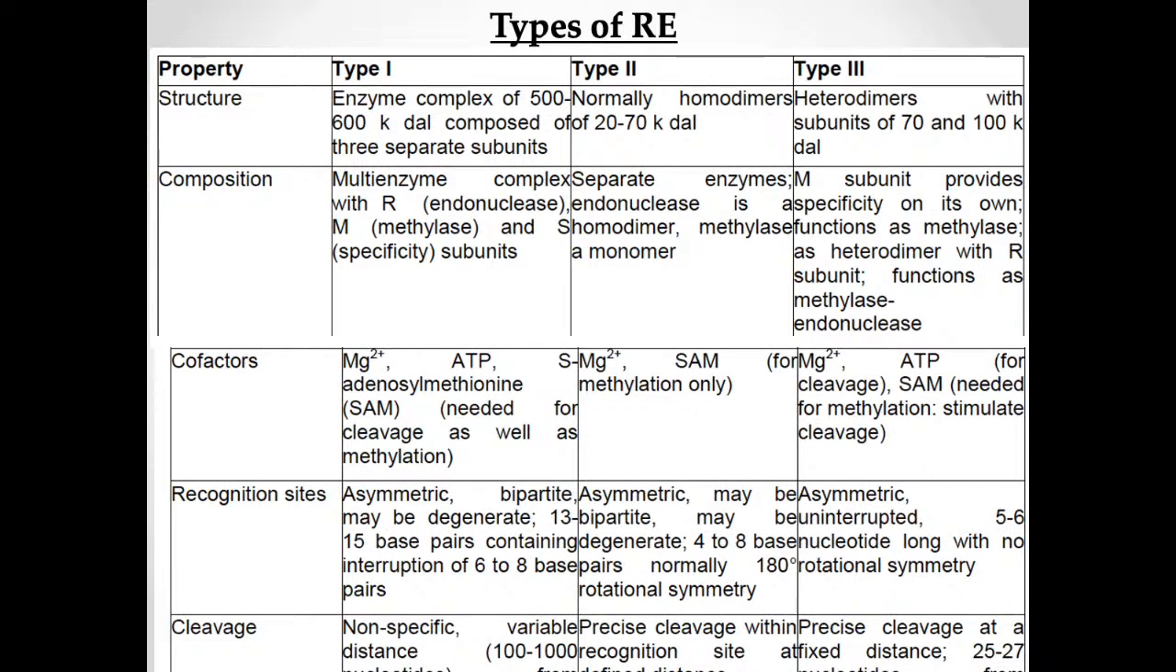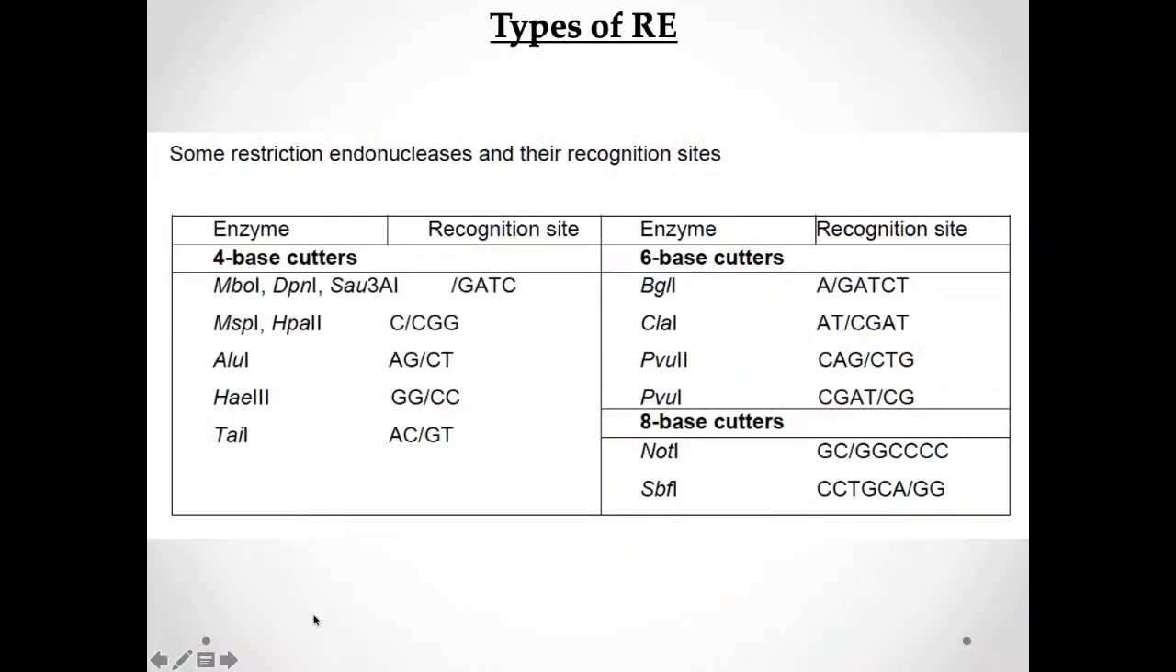So this is the summary that we have discussed so far, type 1, 2 and 3, from the perspective of structure, composition, cofactors, recognition sites and cleavage site. And types of restriction enzymes based on the cutter: the 4 base cutters, which cut at 4 bases, the 6 base cutters, and 8 base cutters.